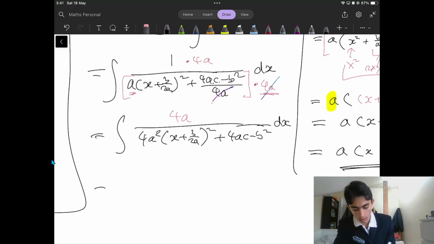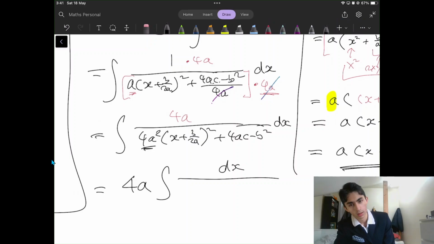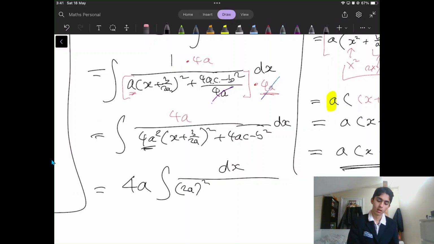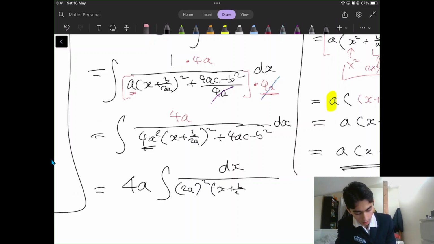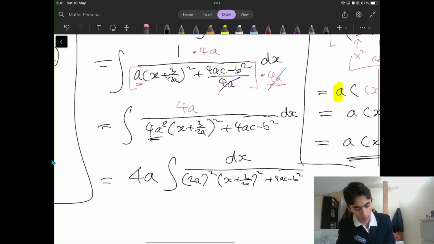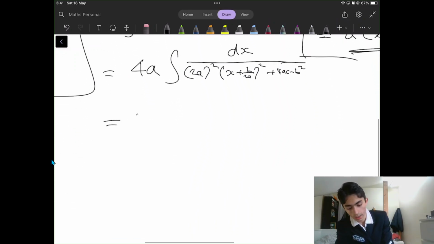Then I'm going to just take the 4a and put it outside, because why not? On the numerator, by the way. And you're left with the integral of, I'm just going to put the dx on the top, 4a squared. I'm going to write it as 2a brackets squared, okay? And then we have the x plus b over 2a squared plus 4ac minus b squared, okay? That's what we have. Then I'm going to write this as equal to all this.